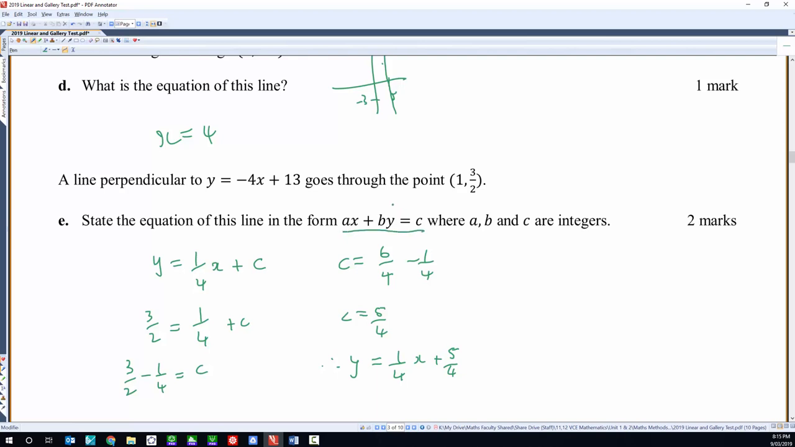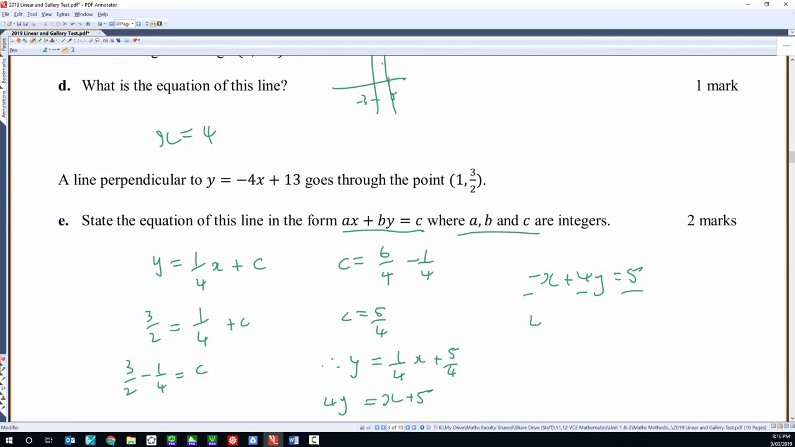But because we want it in this form here and we want these to be integers, what I'm going to do is multiply all of these terms by 4. So I'm left with 4y equals x plus 5. All right, and then I'm going to swing the x over to the left-hand side. So I've got -x plus 4y equals 5. Integer, integer, integer, and the x's and y's in the right spot.